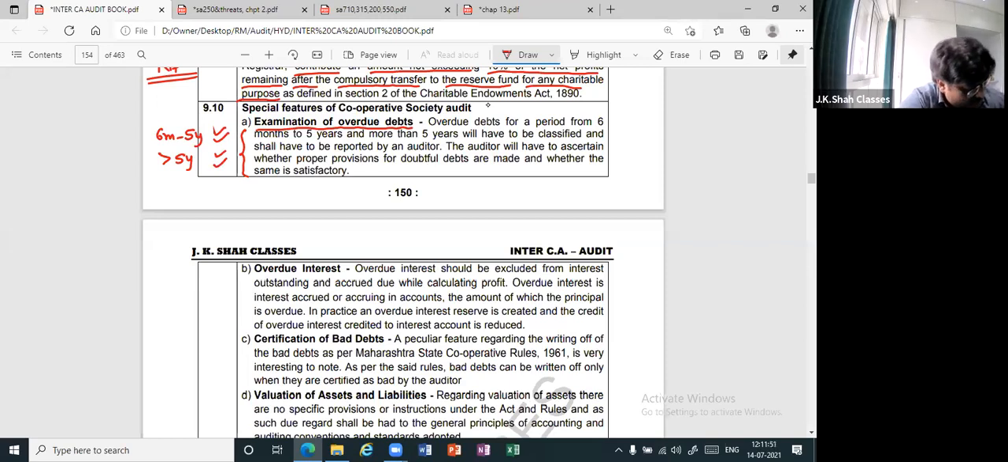Just like there is overdue debts, there is overdue interest. This practical point you cancel. This is not required. That is an accountancy point.